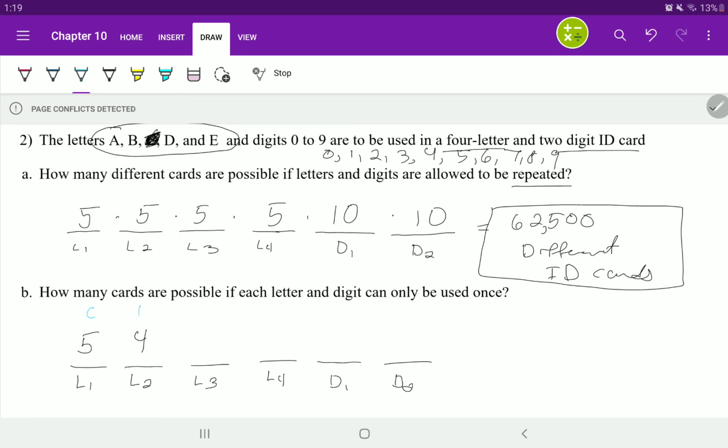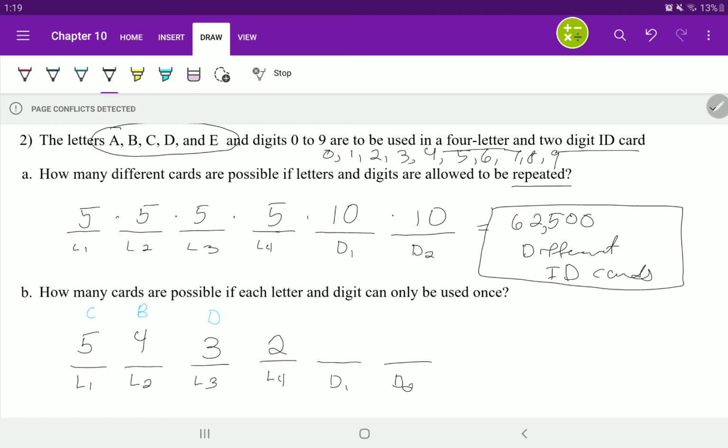Let's say I pick B. I can only use each letter once, so now B is removed from the pool. Which means I now have 3 options left to pick for my third letter. If I pick the letter D for my third letter, that means I only have 2 options left. Hopefully that makes sense. Each letter can only be used once.